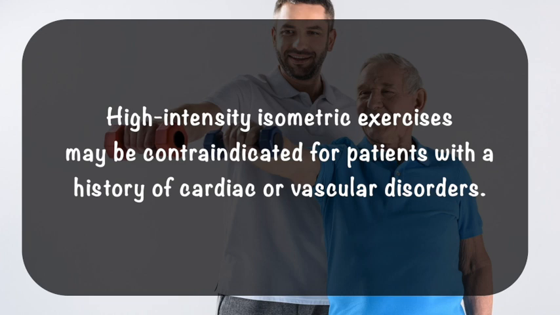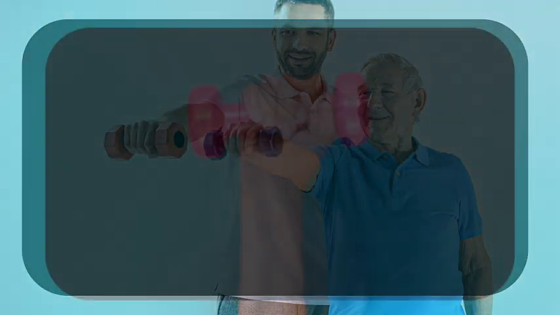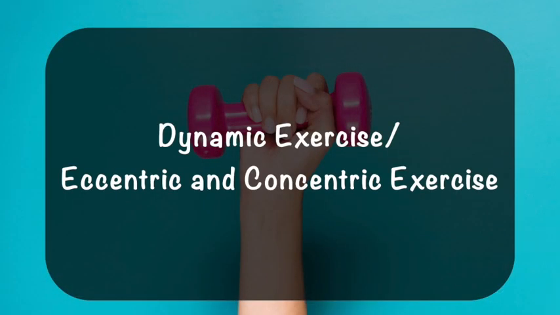And for this reason only, high intensity isometric exercises may be contraindicated for patients with a history of any cardiac or vascular disorders. So here we have finished with the isometric exercises. Now move on to isotonic, which is also called dynamic exercises. This dynamic exercise is again divided into two types according to the muscle contraction, that is eccentric exercise and concentric exercise.